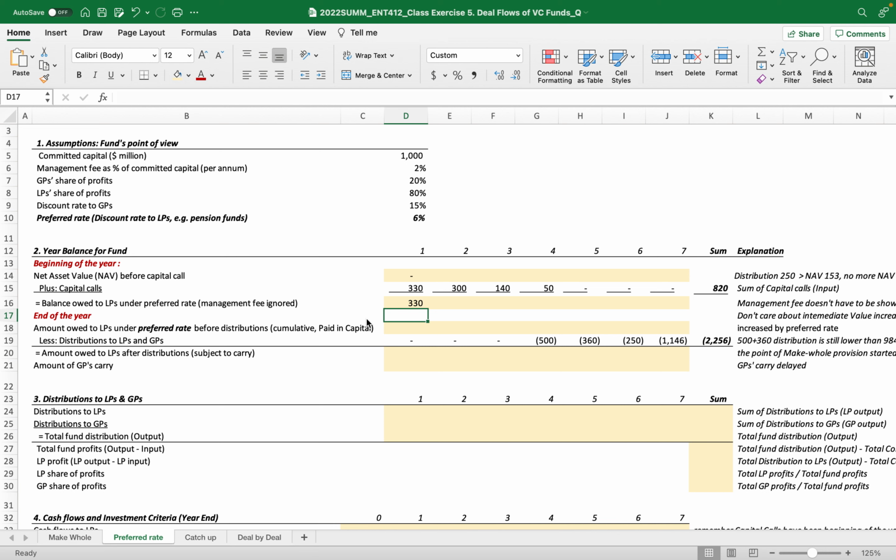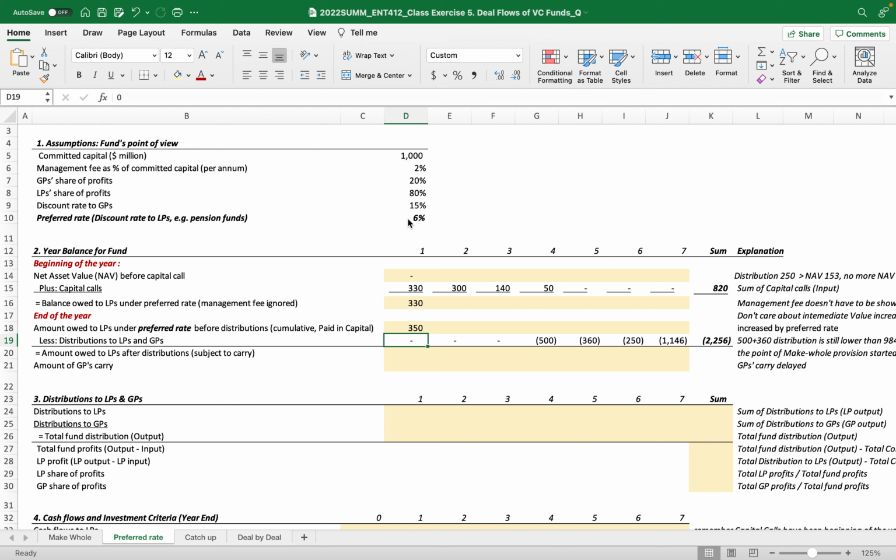Now, at the end of the year, what is the amount owed to LPs under the preferred rate before distribution? That is the actual paid in capital, right? I know the paid in capital is the capital calls, but again, under this preferred return clause, this paid in capital must be measured by the increase of this percentage rate. So it must increase by 1 plus 6%. Okay, so I'm going to fix this number, 6%.